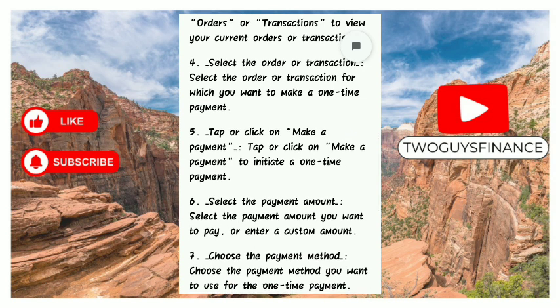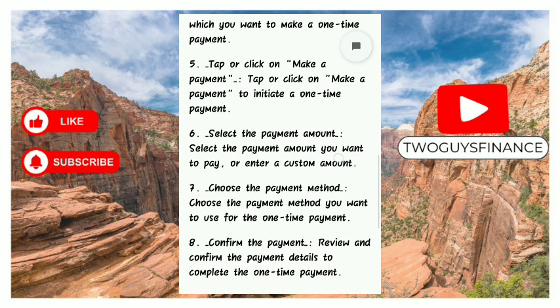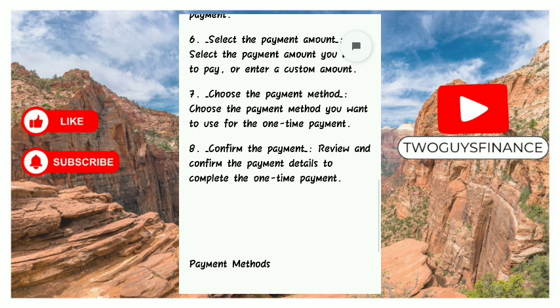And just select the payment amount that you want to pay, or you could enter a custom amount, and then just choose the payment method that you want to use for the one-time payment. And once you're done with that, review and confirm the payment details to complete the one-time payment.